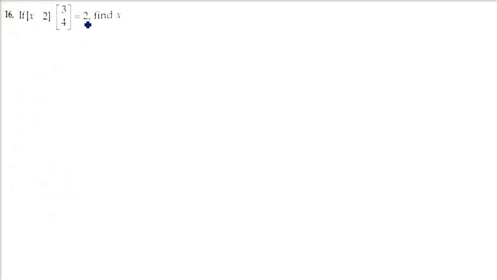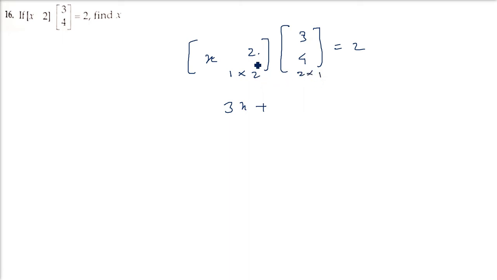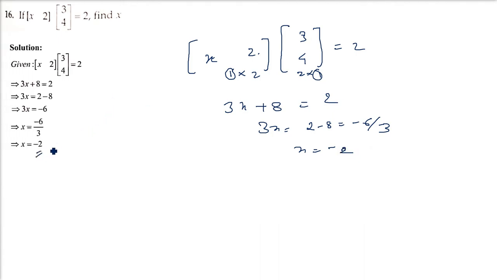The matrix 1 x 2, times 2 3 4, equals 2. So let us multiply this. This is 1 row, 2 columns, and this is 2 rows, 1 column. So the result will be 1 by 1, that is only 1 row, 1 column, one value. So this is equal to 3x plus 4 times 2, that is 3x plus 8, equal to 2. So 3x will be 2 minus 8, that is negative 6, and negative 6 by 3 is negative 2. So x will be equal to minus 2. This is your answer.